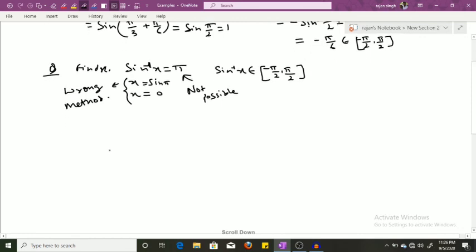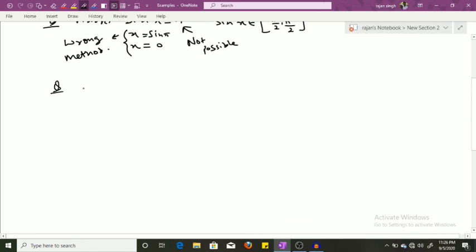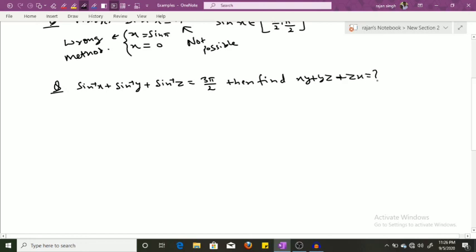So, next problem. Given sine inverse x plus sine inverse y plus sine inverse z equal to 3 times pi by 2. What do we have to find? We have to find the value of xy plus yz plus zx. That's a very good question. First of all, keep this in mind. That's a very superb question, if I say.